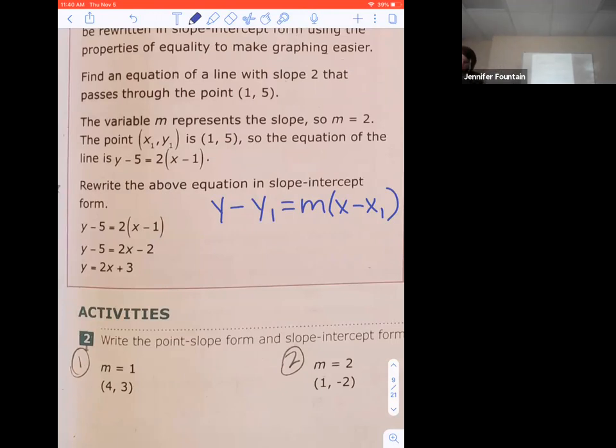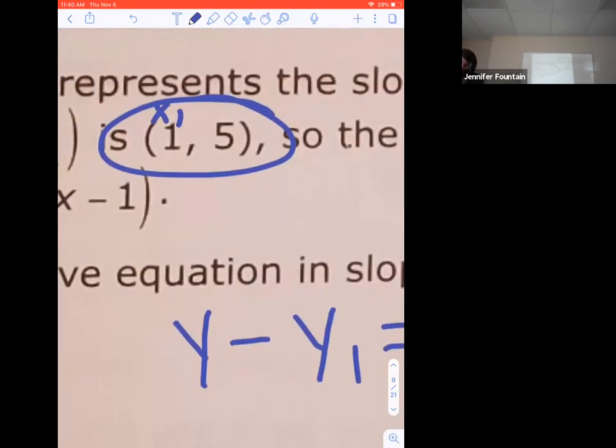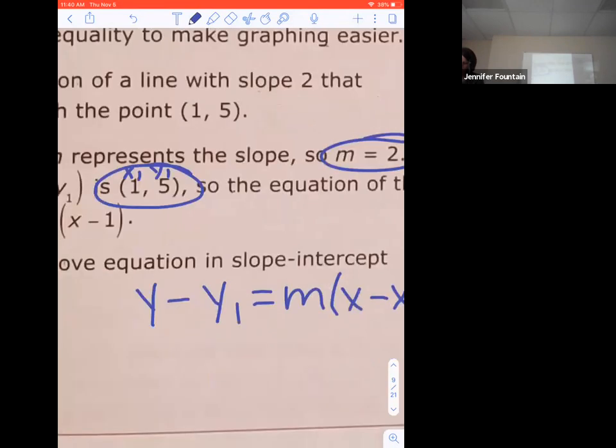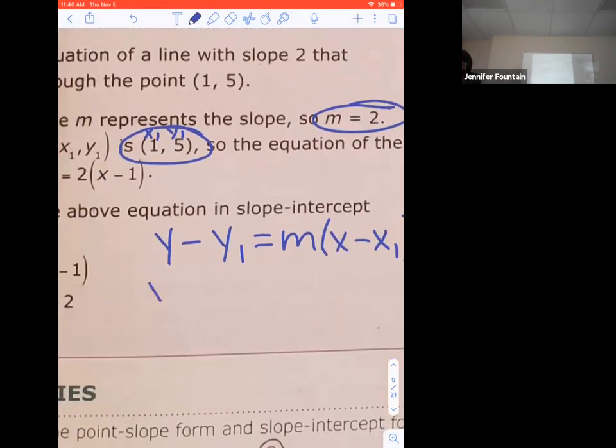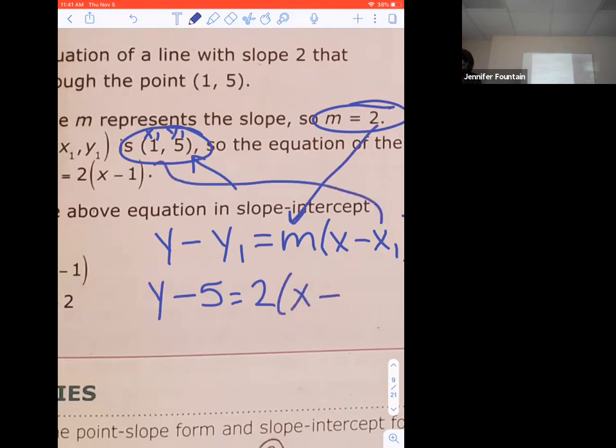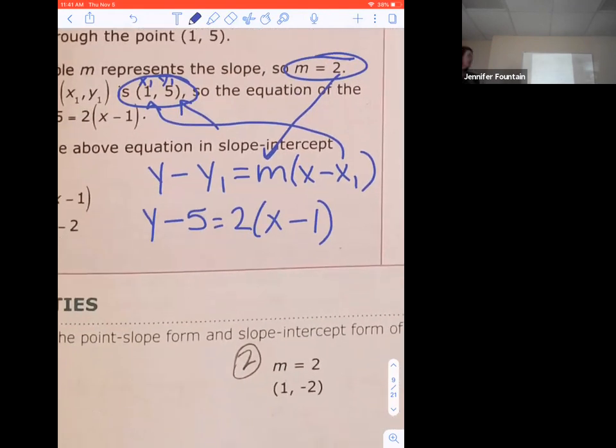So they've given me that my point is (1, 5). They've told me my slope is 2. So that means this is x1, y1, and this is m. So when I do y minus, y1 is 5, m is 2 times x minus, and x1 is right there. So everything I needed to plug into this equation is off of this given point and off of my slope.